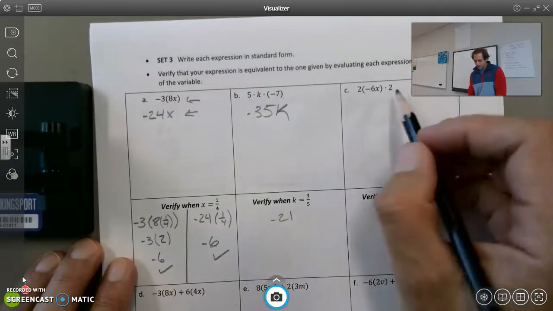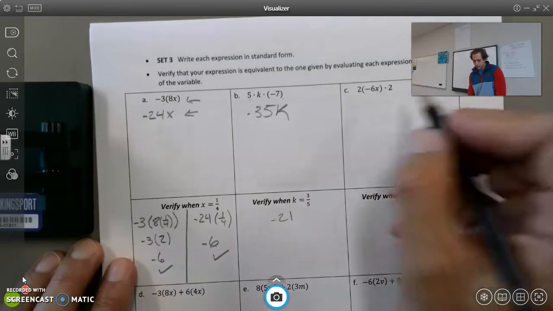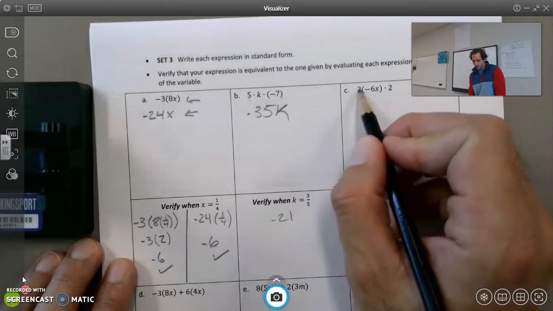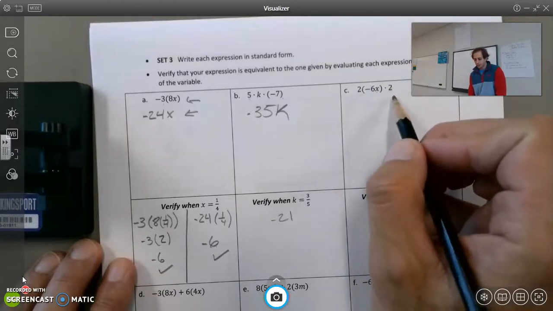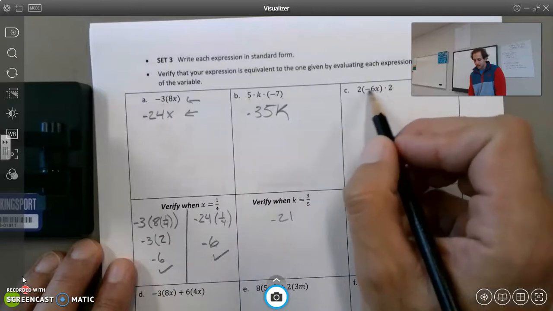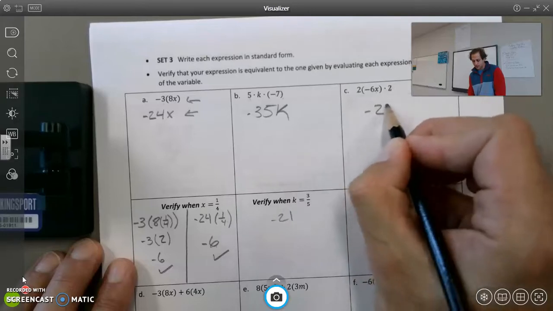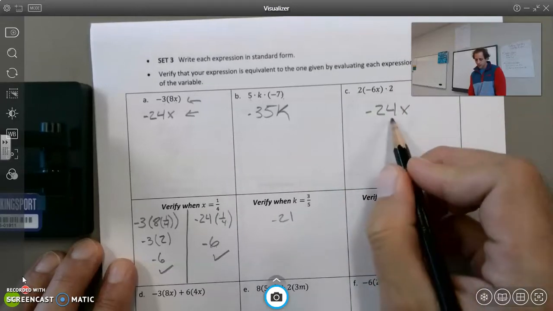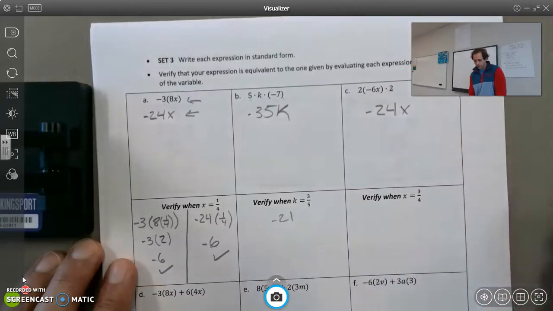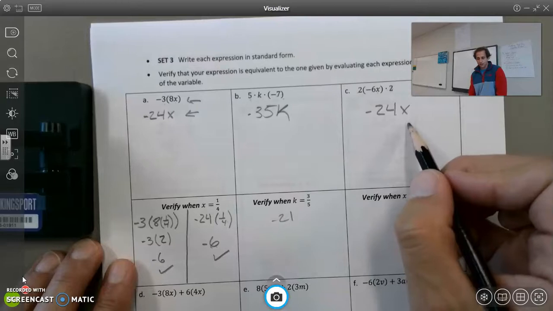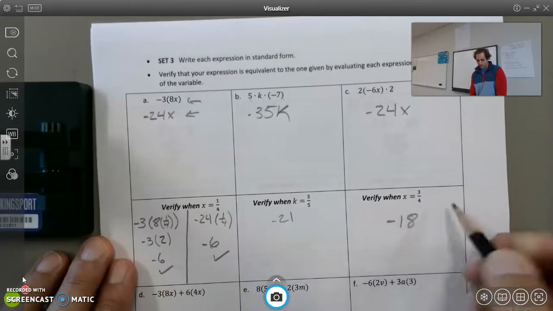Okay. 2 times negative 6x times 2. So I'm going to multiply all of the factors together. None of these are separated by additions. This is all just one term. So I'm going to simplify this down and find that 2 times 2 is 4 times negative 6 is negative 24. So the coefficient of my term is going to be negative 24. If I wanted to substitute in and verify, I would get negative 18.